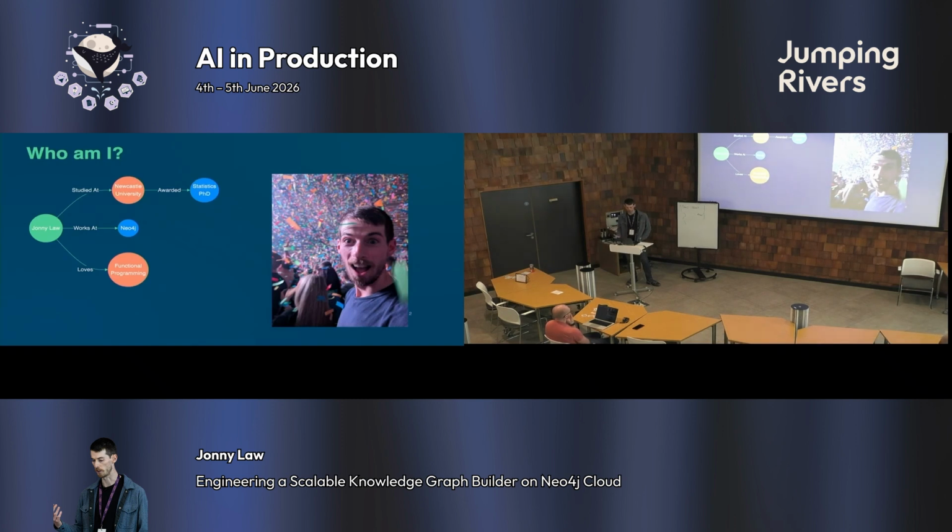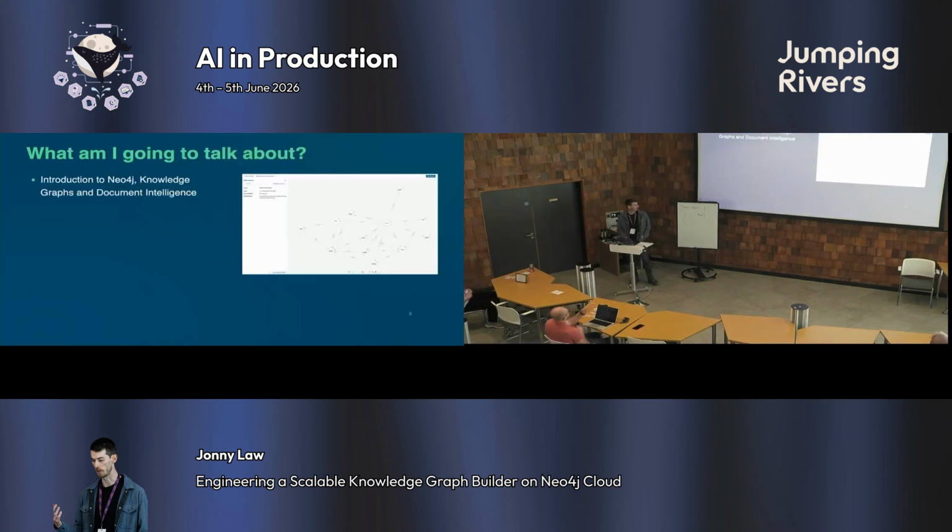So I actually studied at Newcastle University and I did a statistics PhD. Currently, I'm working at Neo4j, and also I love functional programming. And again, I'm going to talk about Neo4j, knowledge graphs, and then our new feature, which is called document intelligence. Document intelligence being turning your unstructured data into a structured knowledge graph, which can be used in Neo4j. And then I'm going to focus a little bit on something more general, with some motivation as to why I'm focusing on this as well, which is how we balance experimentation and production requirements.